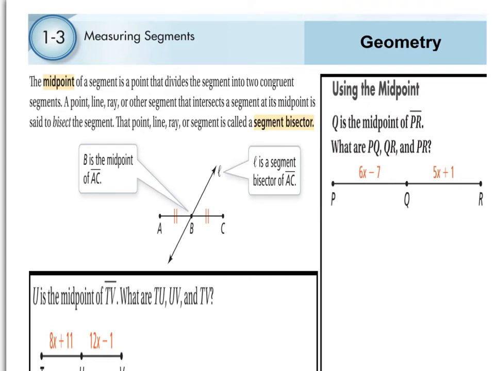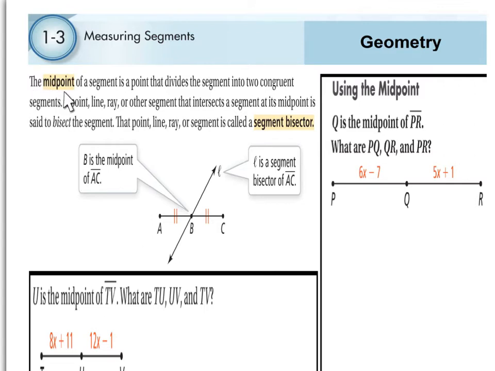This is section 1.3, Introduction to Measuring Segments. This is part 2. In part 1, we talked about the segment addition postulate and how to measure lines from one point to another. In this section, we're going to talk about some other topics when it comes to lines. And the first one is another concept that you're going to use a lot throughout the year.